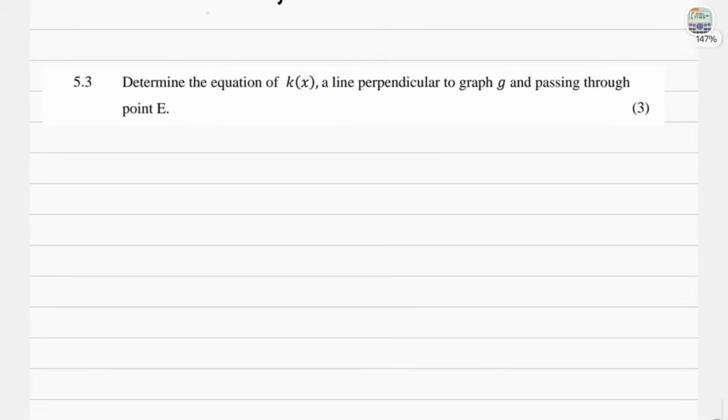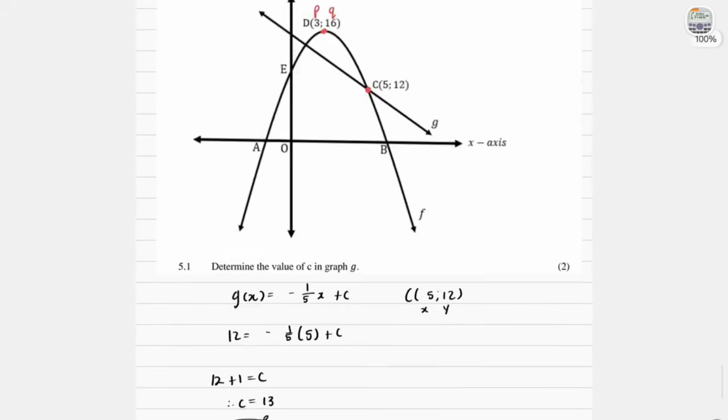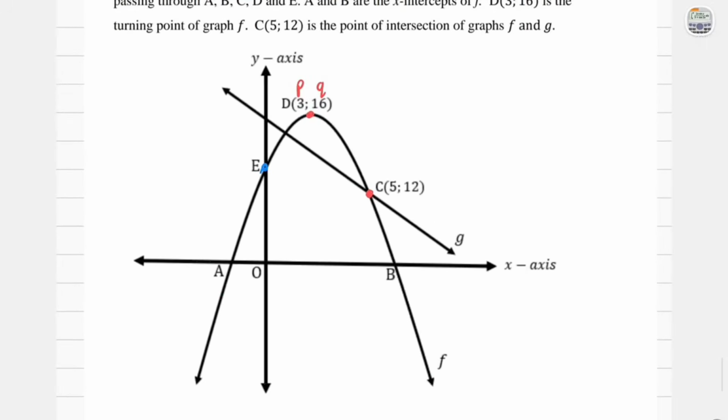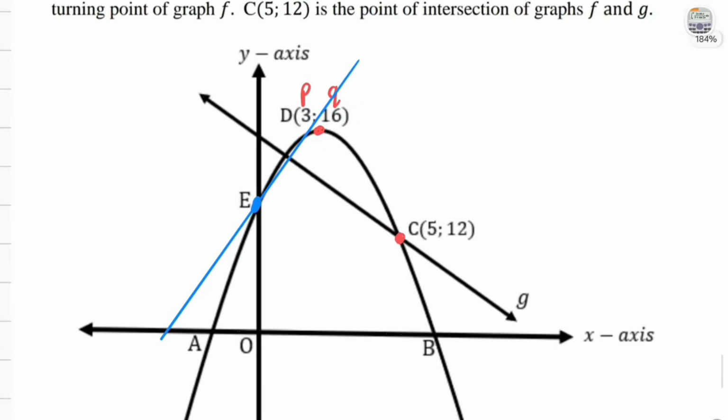Question 5.3 says, determine the equation of k of x, a line perpendicular to the graph of g and passing through point E. Okay, so it's perpendicular to the straight line g and it passes through E. So it looks something like this. We're going to have our graph over there, something like that, and it is perpendicular to g.